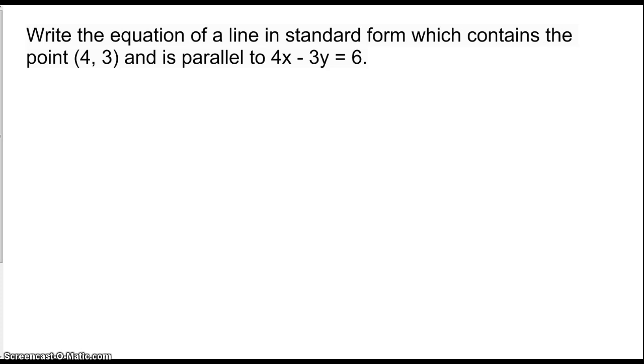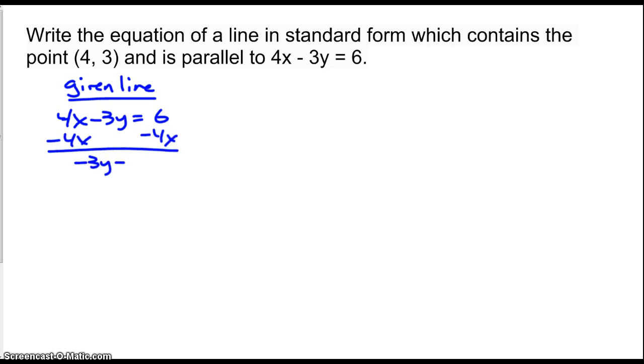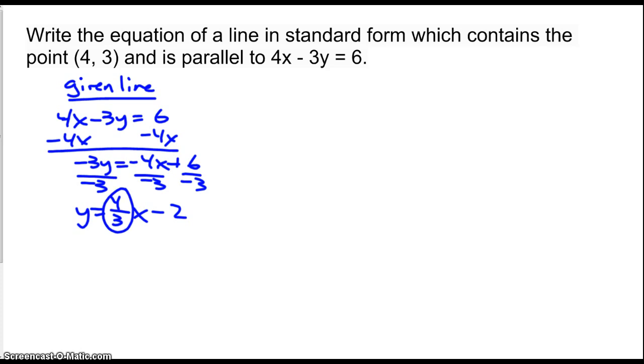Okay, so for the given line, which is 4x minus 3y equals 6, I need to figure out its slope. So let's subtract 4x. I'm converting it to slope-intercept form here. Divide everything by -3 and get y equals 4/3 x minus 2. So its slope is 4/3.